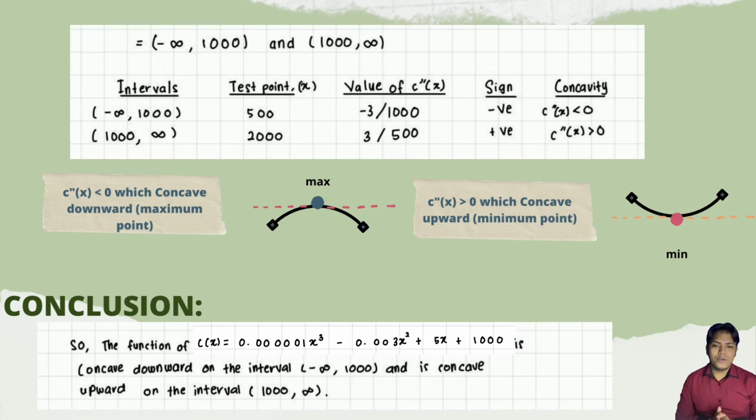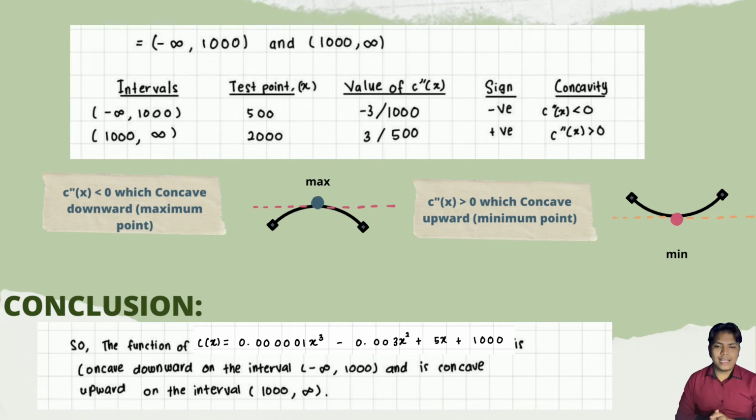For the interval negative infinity to 1000, we try 500 as a test point, then we substitute it into the function, and we will get negative 3 over 1000. Obviously, the sign is negative. For the second interval, 1000 to infinity, we test using the test point 2000, and we will get the value 3 over 500, and the sign is positive.